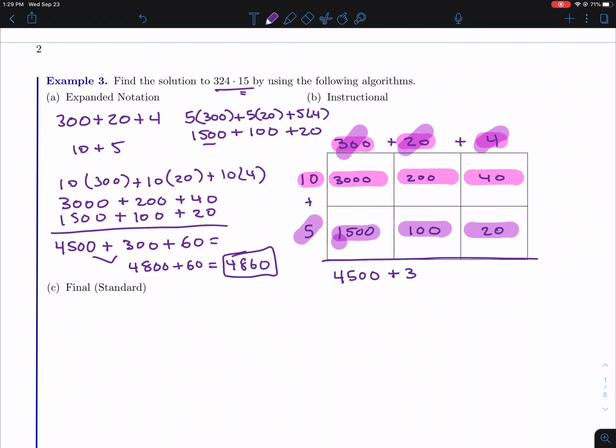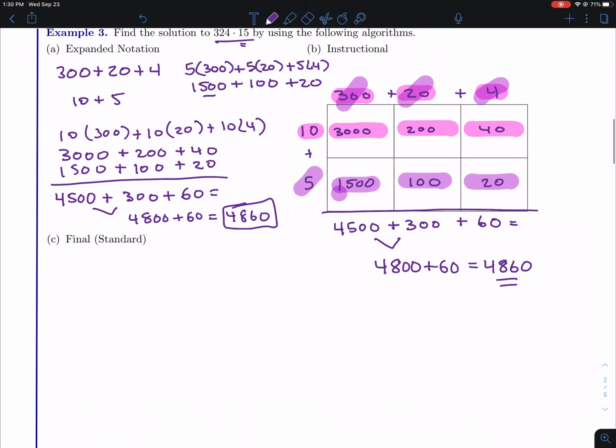Plus 200 plus 100 is 300. Plus 40 and 20 is 60. So again, add these guys together. We get 4800 plus 60 equals the same thing, 4860. So good, we did a good job on that.